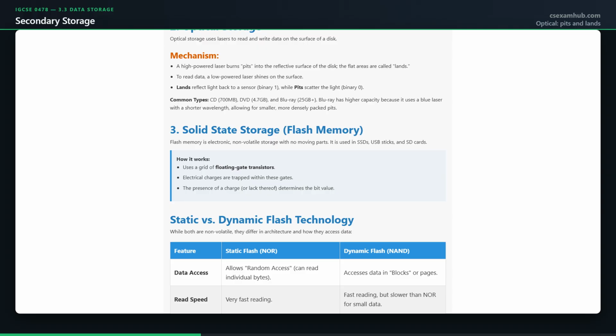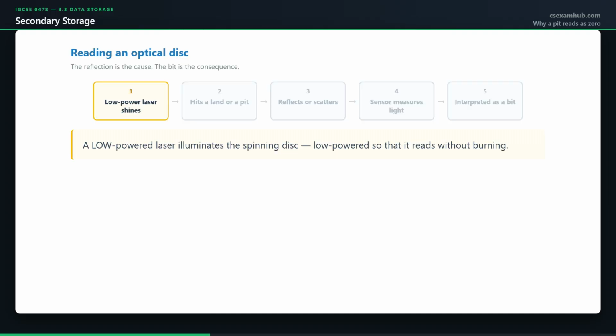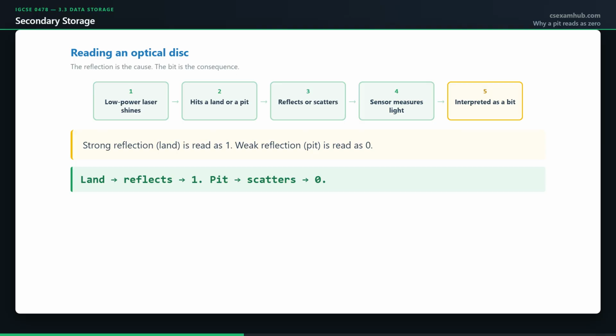And here is the step where answers most often go wrong, so let me walk it through carefully. Follow the light. First, the low-powered laser shines onto the spinning disk. Second, it strikes either a land or a pit. Third, and this is the physical fact everything rests on, a land is flat and reflects the light straight back towards the sensor, whereas a pit scatters the light away so that far less of it returns. Fourth, a photodiode sensor measures how much light came back, a strong reflection or a weak one. And fifth, that measurement is interpreted as a bit.